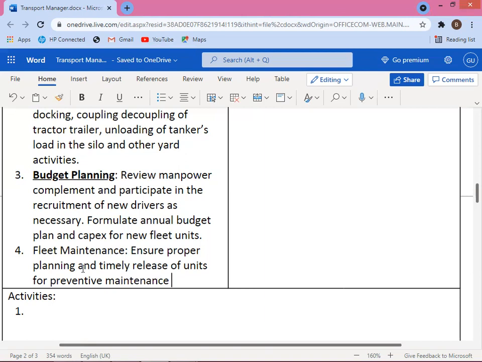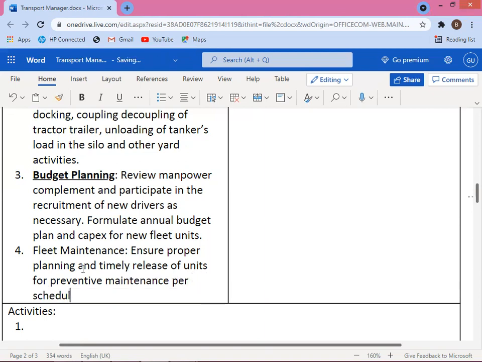So for preventive maintenance, per schedule, or as agreed. I'm supposed to write as per agreement, but as agreed is okay. As agreed with who's taking care of the preventive maintenance. Is this the workshop or the motor pool? And who is in charge of the motor pool? He is called fleet manager or he could be called fleet maintenance manager. All the same.